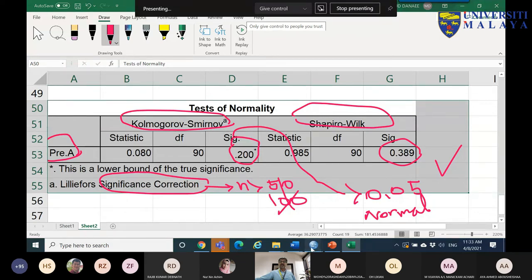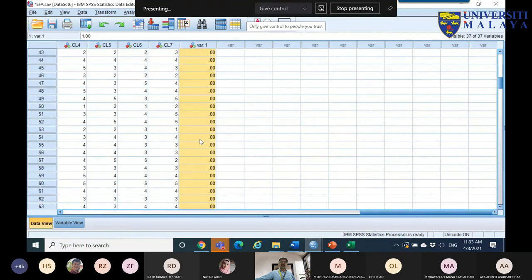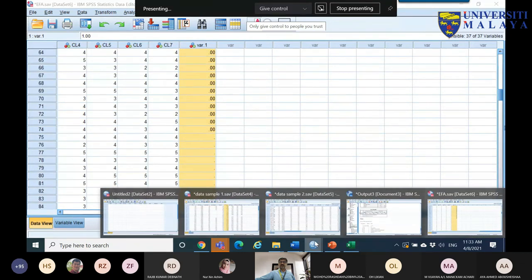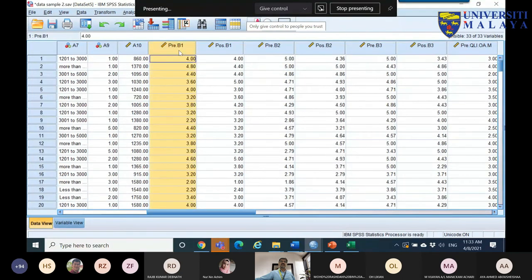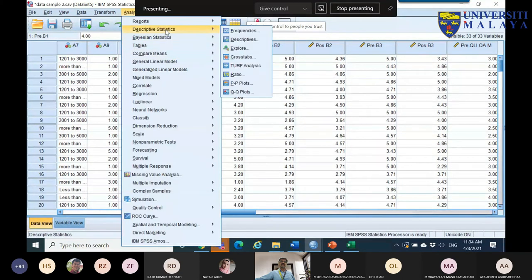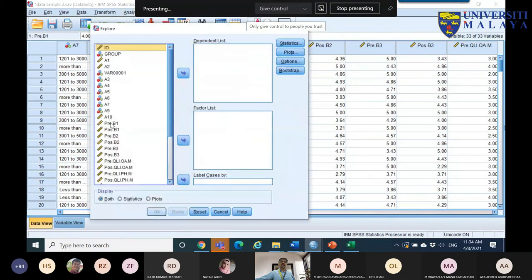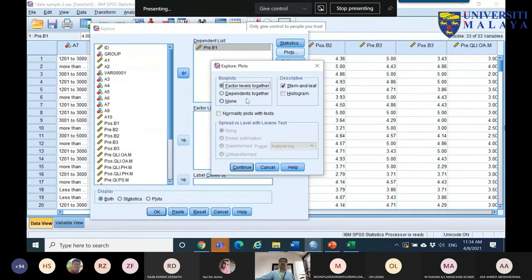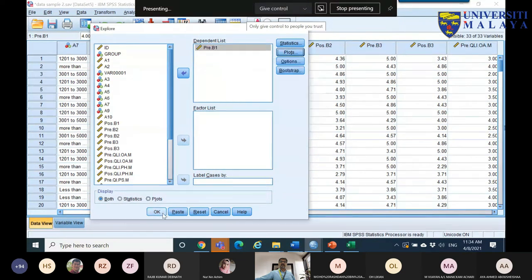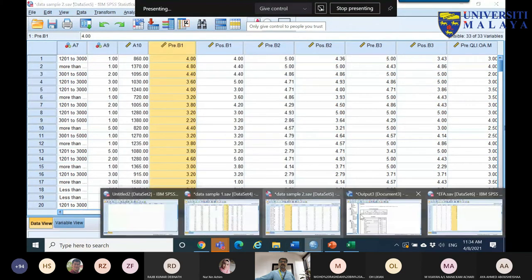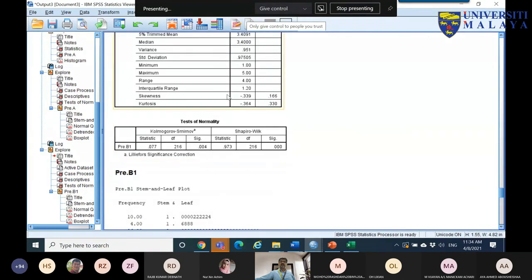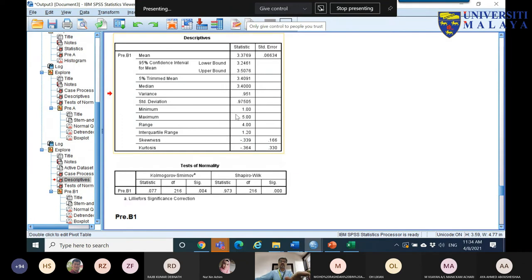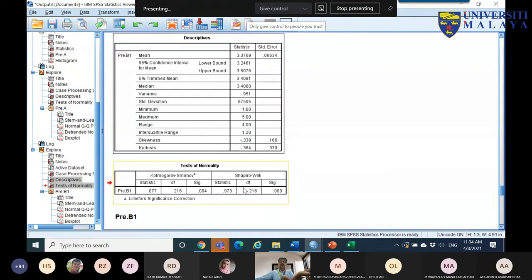Now suppose I use it for another data set, this EFA data set. Let me find it. Yeah, I think this data set. If I click on pre-BA and do Explore with the normality plots and tests, and run it now, look at here, it is significant. I just want to show you the two tables in Excel.